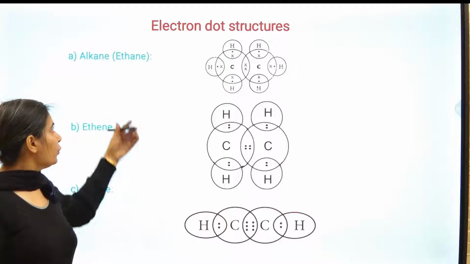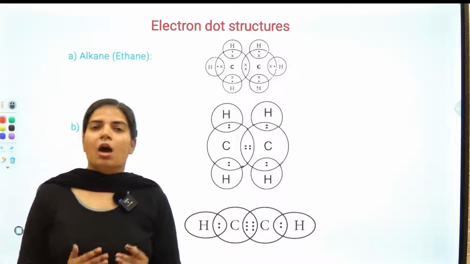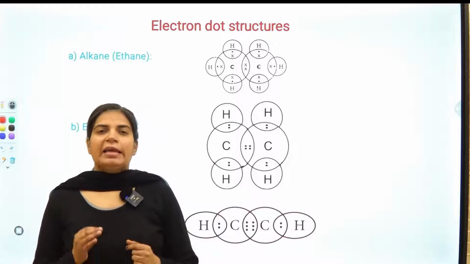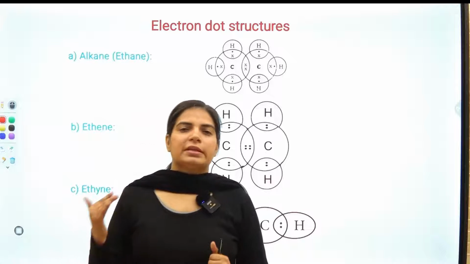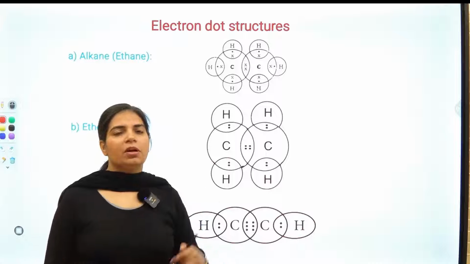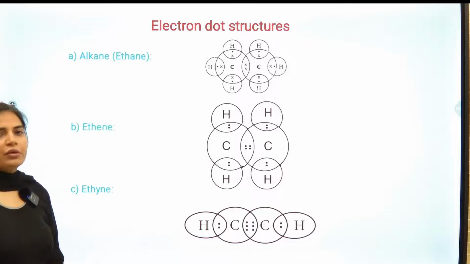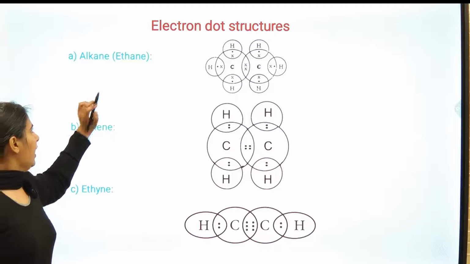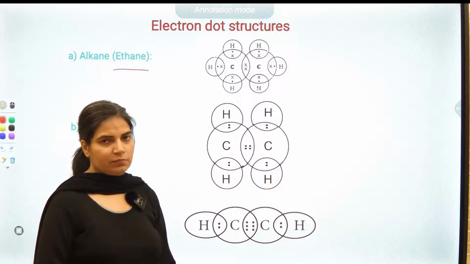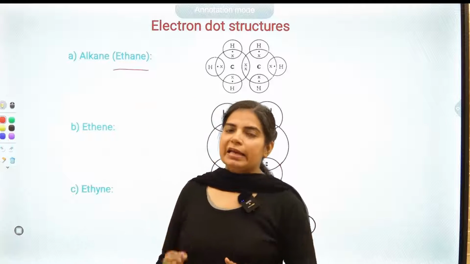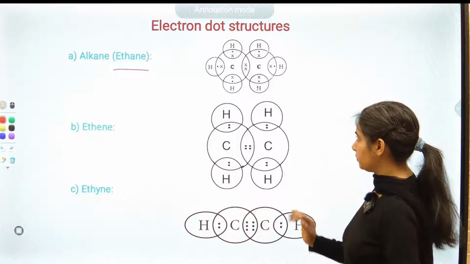Here we are going to discuss electron dot structure. What is electron dot structure? In electron dot structure, we are presenting outermost electrons of any atom with dots. Firstly, we are going to discuss the example of alkane, and in alkane we are going to discuss ethane. Ethane is a hydrocarbon having single bond.